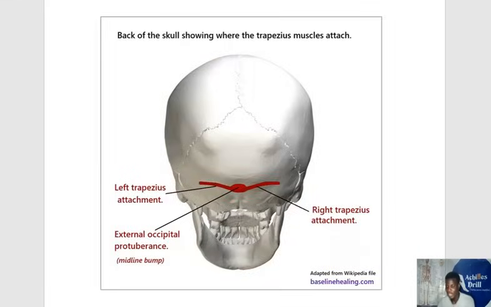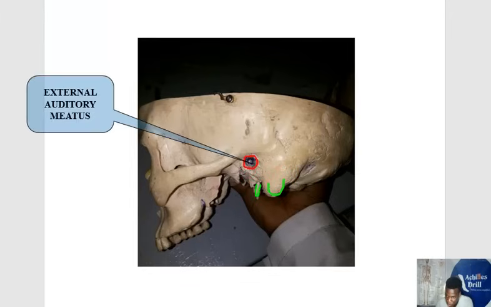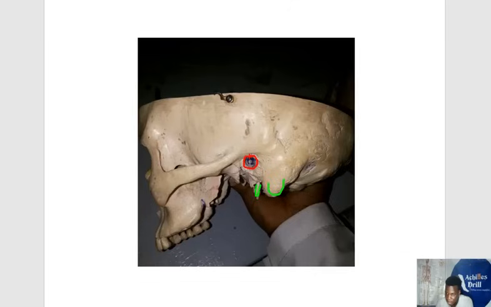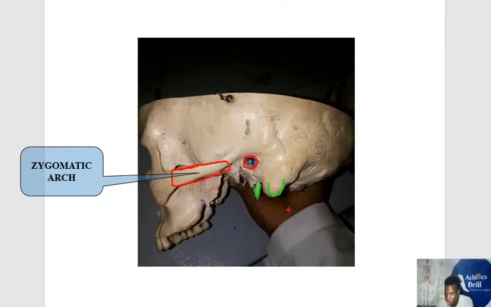Now we'll move on to the lateral part of the skull, taking a look at the skull from the side. This picture is showing just that, and we've established that here is the mastoid process, right? And here is the styloid process, and now there are still some structures right here. We have the external auditory meatus, the external auditory canal, right there, and we have the zygomatic arch here. Okay, so all these structures are important.